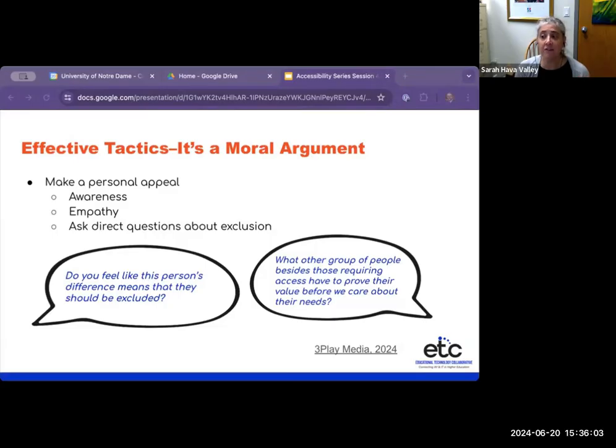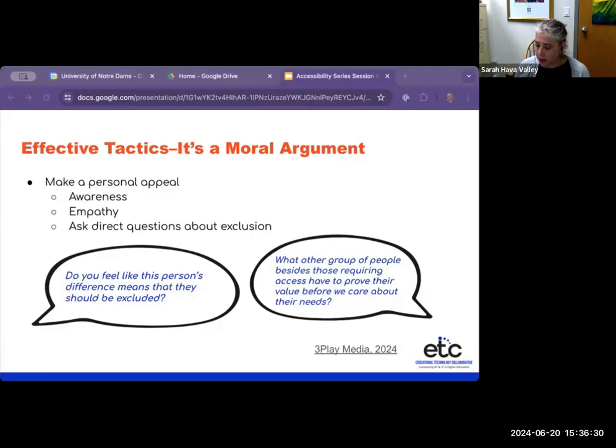So the first one we have is, do you feel like this person's difference means that they should be excluded, right? And then the other one we have here is, what other group of people besides those requiring access have to prove their value before we care about their needs, right? I wouldn't say they're in your face, but they're very specific. It sort of makes you think like, okay, no, this is a really, really important thing, right?